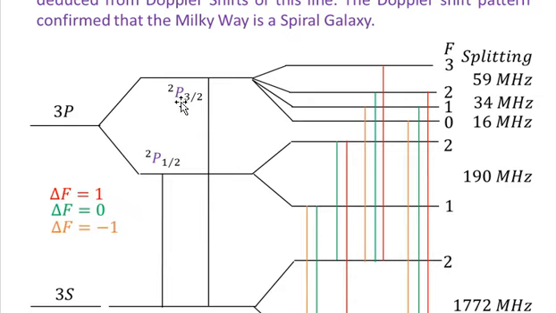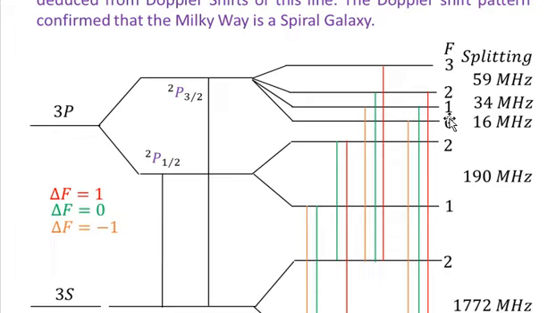Now let's move to the level 2p3/2. The value of J is 3/2 and the value of I is also 3/2. So 3/2 plus 3/2 will give you 3, which I have written over here. And 3/2 minus 3/2 will give you a value equal to 0.